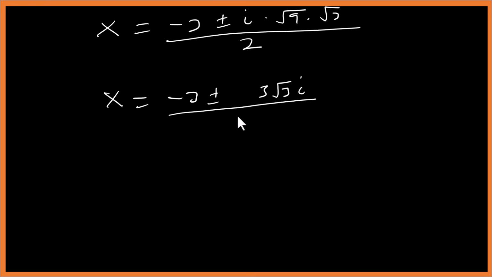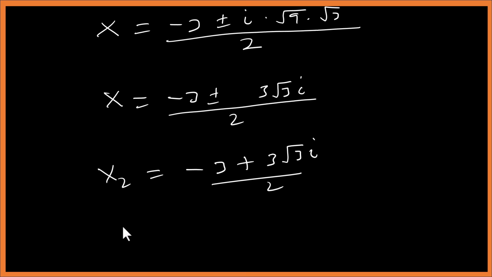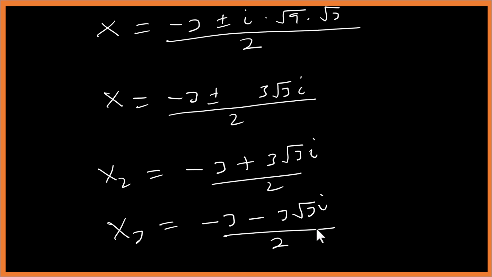3i root 3 on 2. So the second solution will be minus 3 plus 3 root 3 i on 2, and the third solution will be minus 3 minus 3 root 3 i on 2. Don't forget that x1 is 3, then x2 and x3. Alright, so thanks for watching.